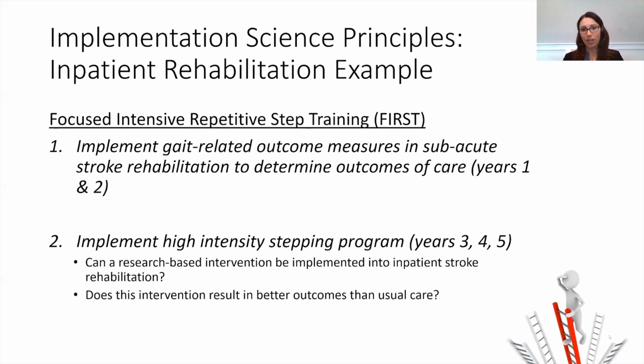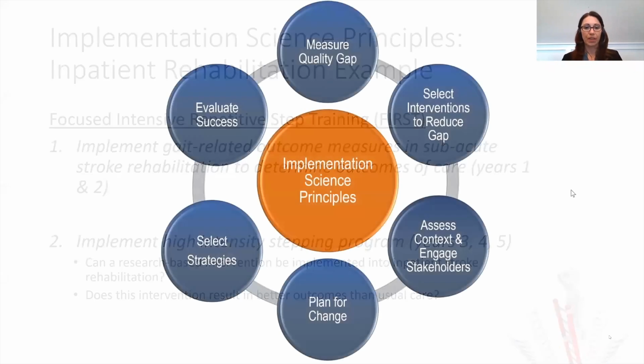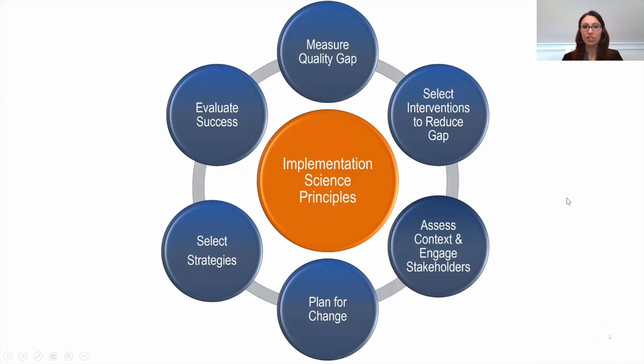Now, we've been working on this project for the last 5 years, so there's a lot of information that I could share, but I only have about 30 minutes for this presentation, so I'm going to give you a high-level overview and some of the lessons that we've learned from this project. I'm also going to reinforce the implementation science principles that Dr. Proctor talked about earlier today, including measuring the quality gap, selecting interventions to reduce the gap, assessing context and engaging stakeholders, planning for change, selecting implementation strategies, and evaluating success.